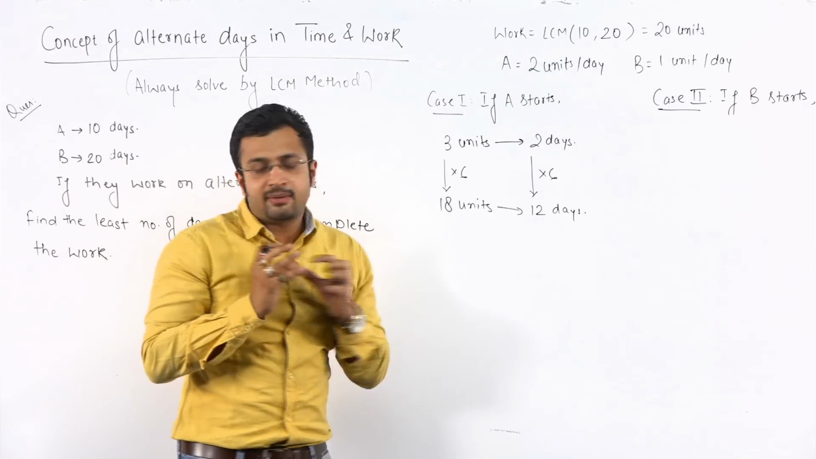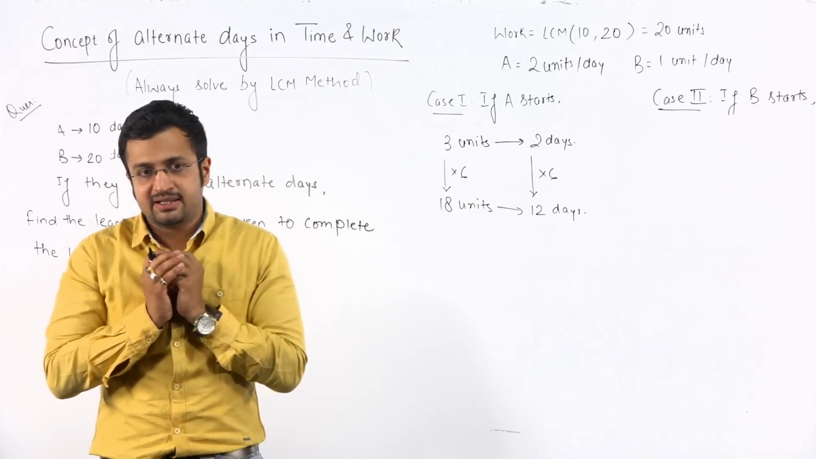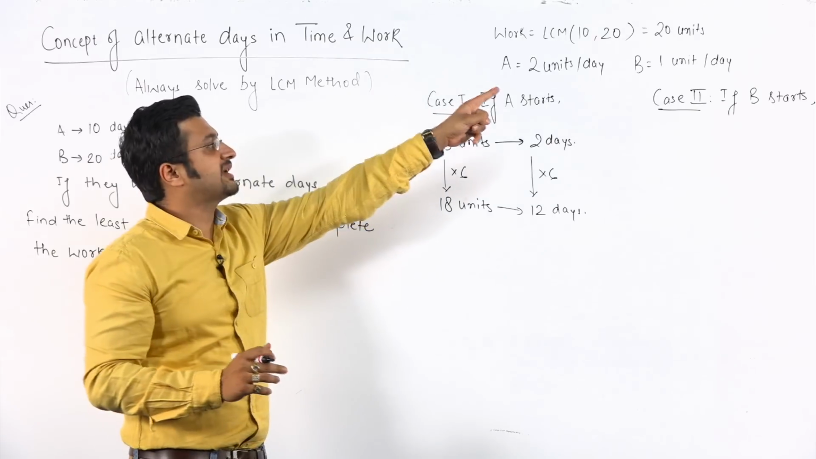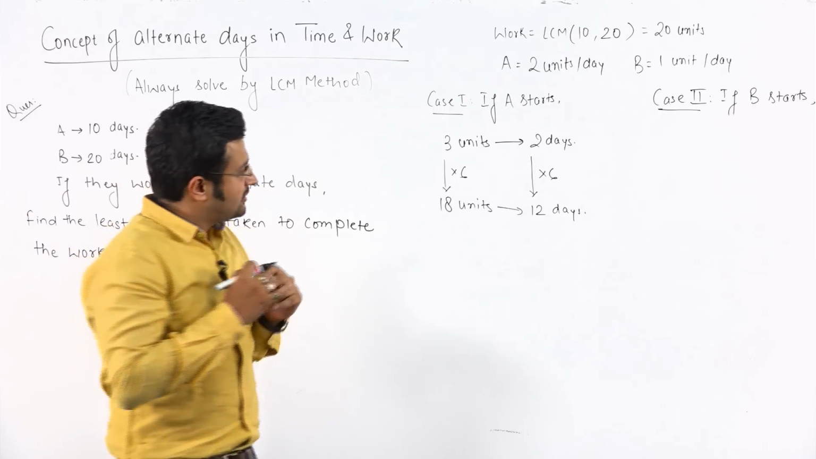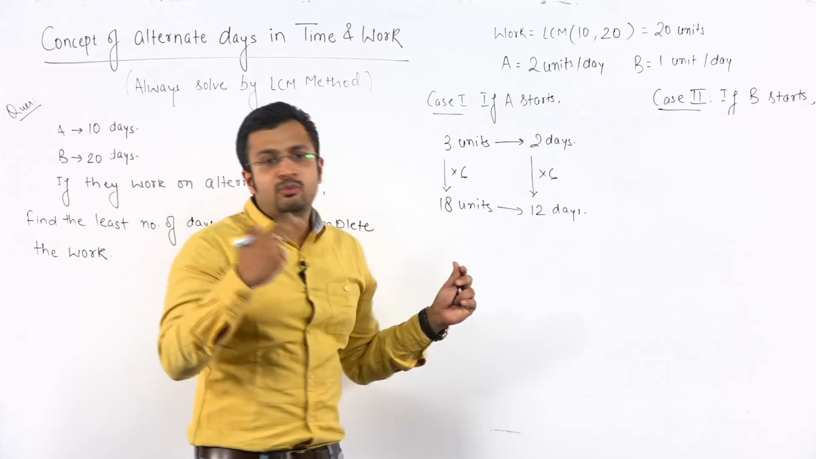12 days में. अब हमारे पास टोटल वर्क कितना है? What is the total amount of work? Total amount of work is 20 units. 18 units got completed in 12 days. Now, you have to complete 2 more units.